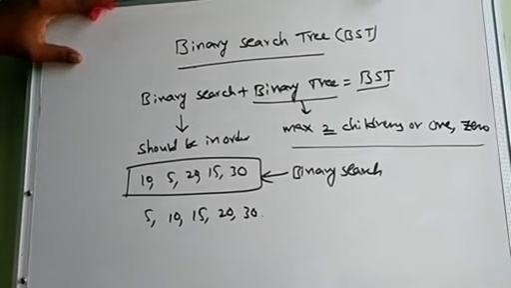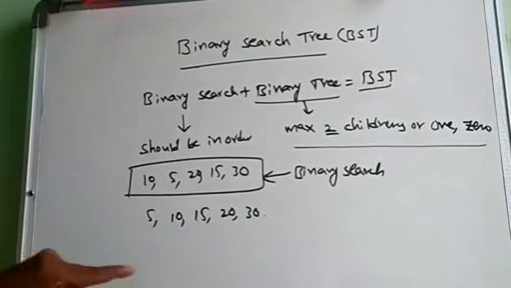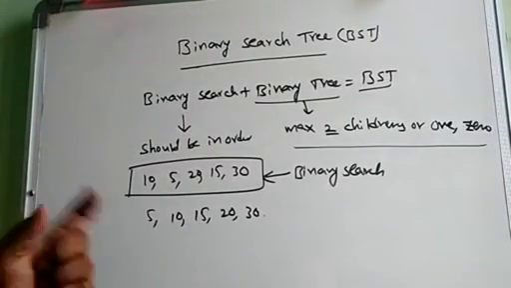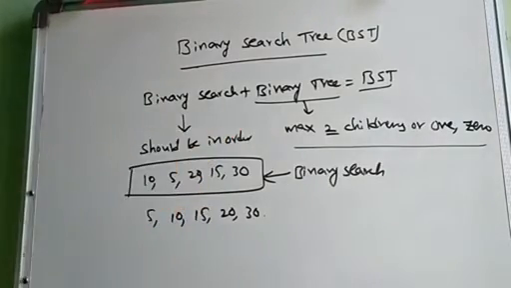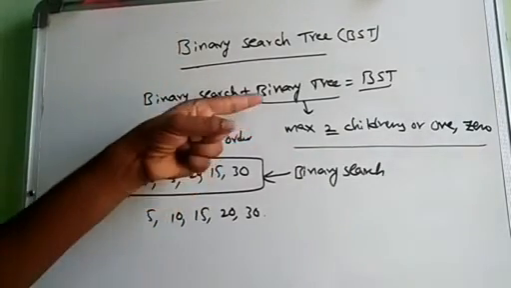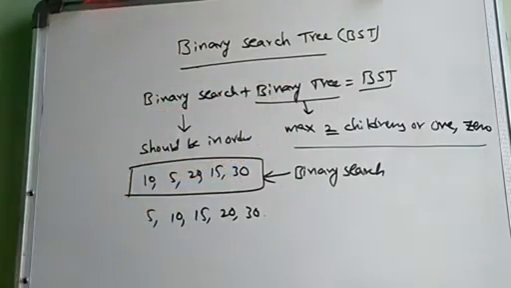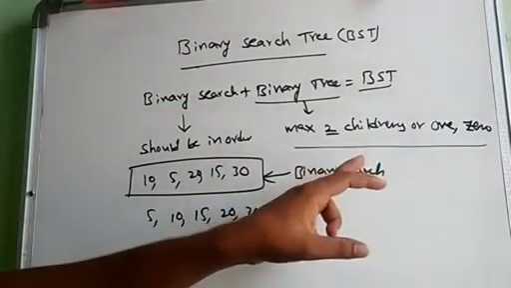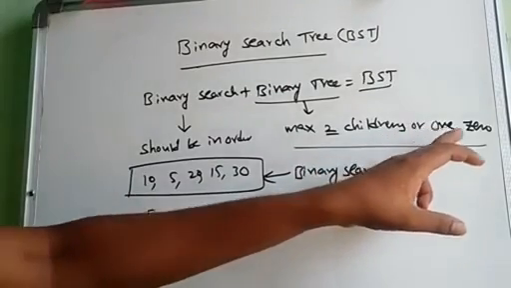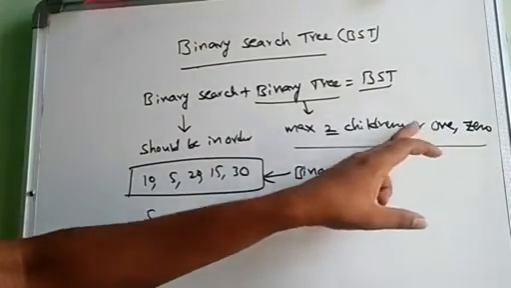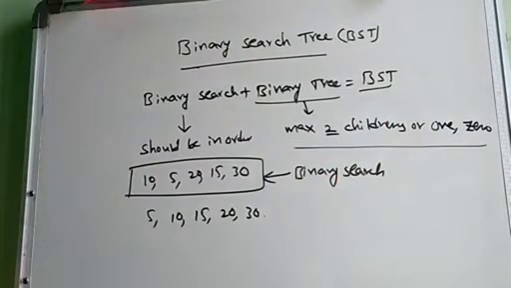A binary search tree means the elements should be in order, and to construct these elements in the form of a tree, the tree should follow the binary tree rules. As already discussed, each node will have either 0 children, 1 child or a maximum of 2 children. Those are the binary search tree properties.